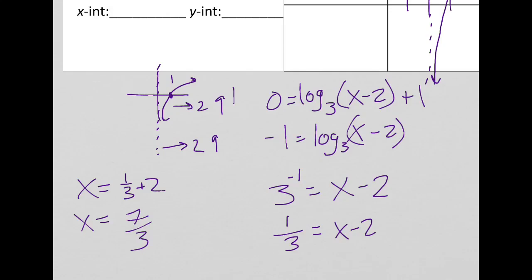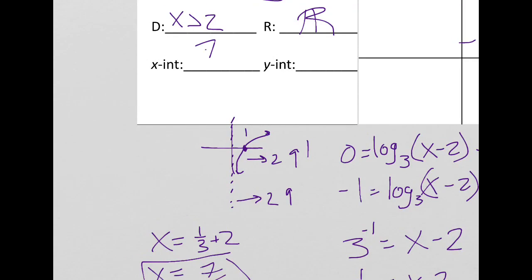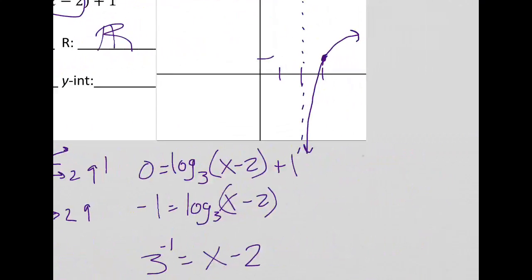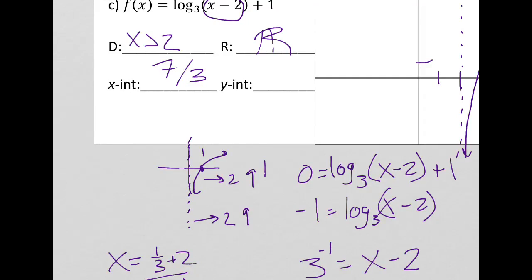See what I did? Found a common denominator and added those two together. So I get an x-intercept at 7 over 3, and I do not have a y-intercept, so I'm going to write that as not applicable.